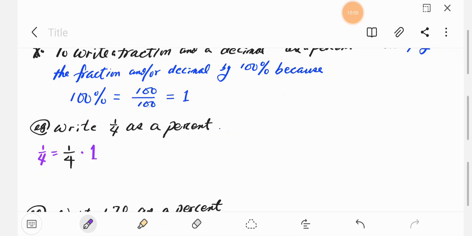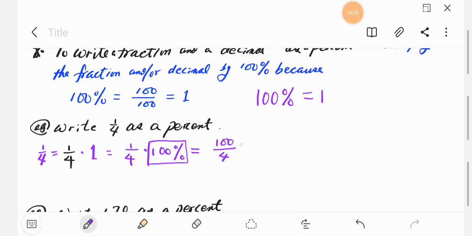Okay. Then as you see this, 1 is equal to 100 over 100. So 100% is equivalent to 1. Always keep this in mind. 100% is equal to the decimal number 1. So you can just multiply by 100%. Simple. Just multiply the number by 100%. Then simplify. This is 100 over 4, right? So that is equal to 25%. And then simplify. It's very simple.